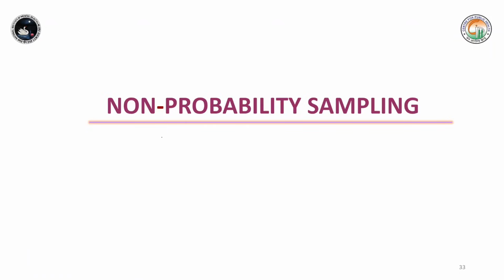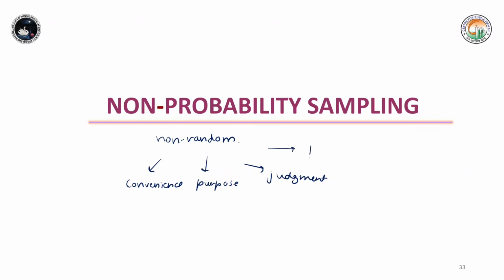Participants are not selected randomly, so it is non-random sampling. Instead, here selection depends upon various factors such as convenience of the researcher, purpose of the research, researcher judgment, referral from the patient, or predefined quotas.